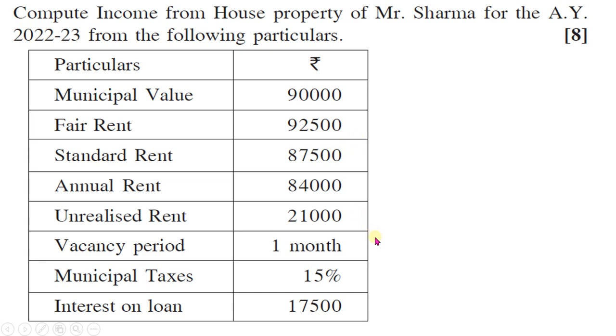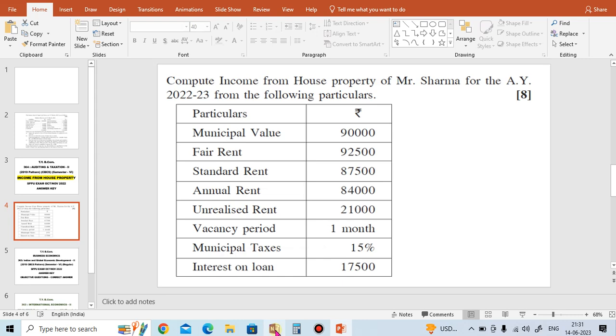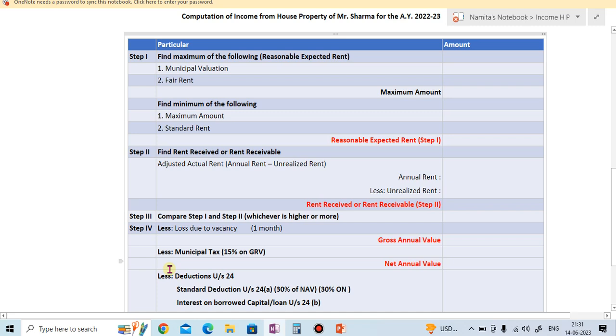Now, in my last lectures, I have explained to you the steps to calculate income from house property. So these are the total 4 steps. In these 4 steps, we have to compute the income from house property. So give the heading: computation of income from house property of Mr. Sharma for the assessment year 2022-2023.